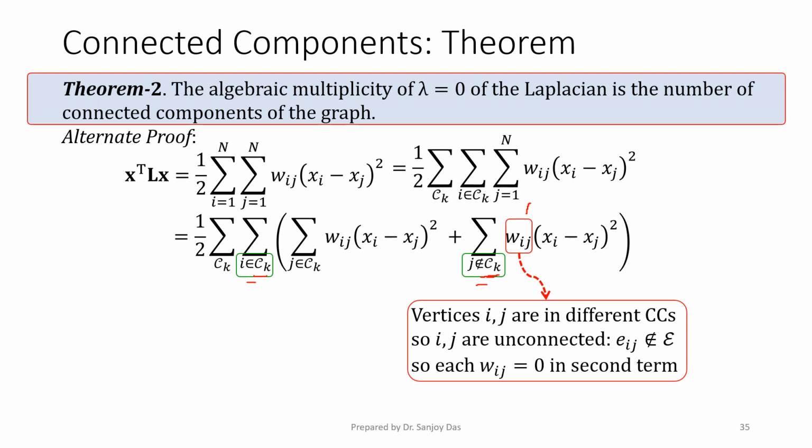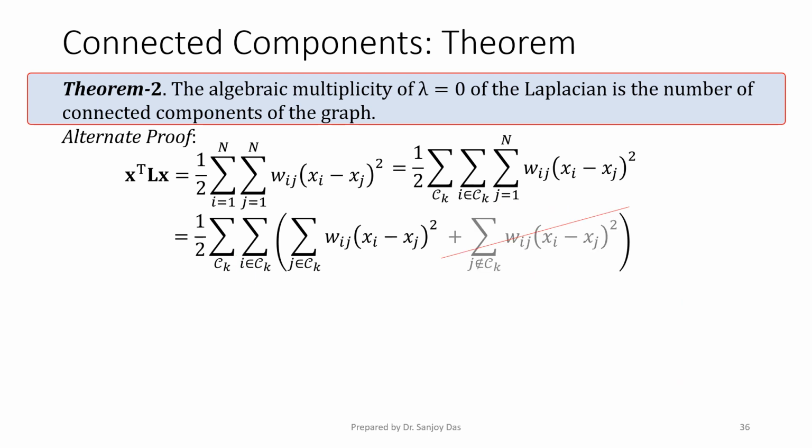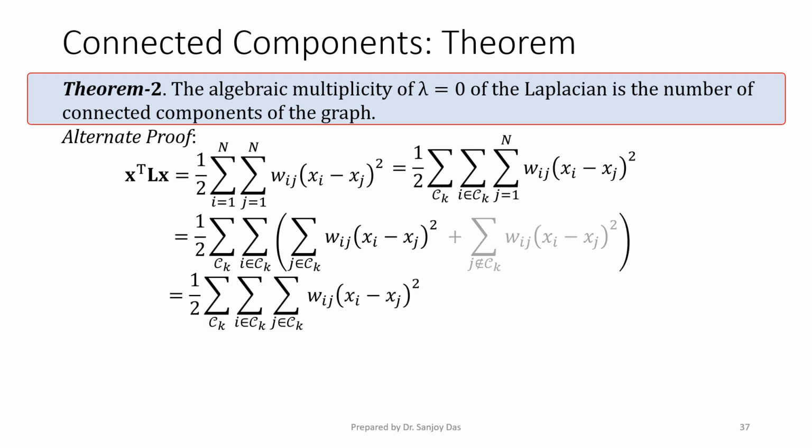w_ij will be equal to 0. And this will be true for all the weights in the second term. So the second term completely vanishes. Whence this is what we are left with. Here, the second summation and the third summation are both carried out over vertices in the same connected component.